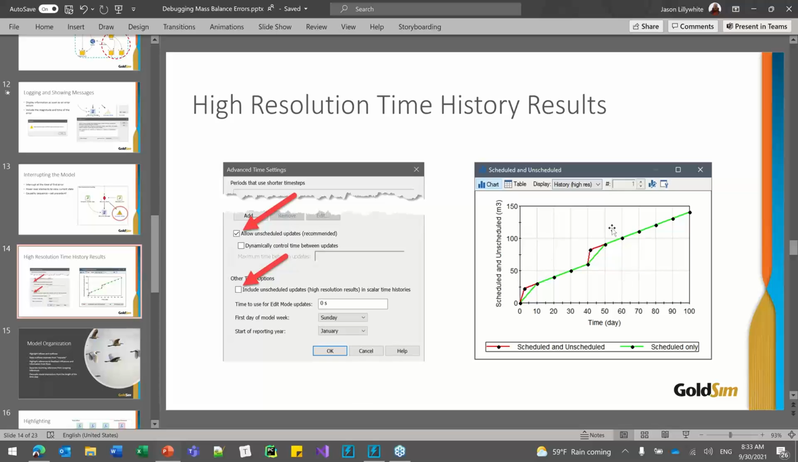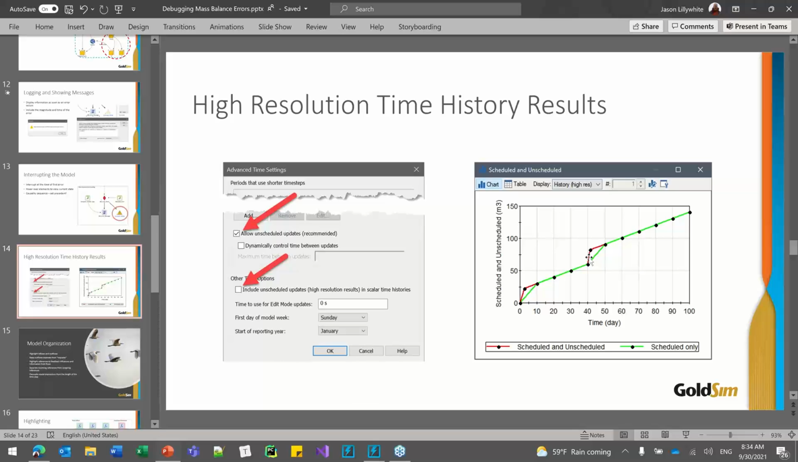Okay, so here's an example plot on the right showing the difference between when you're showing high resolution results versus not. When you're showing high resolution results, you'll see inserted points that may be occurring that you don't see on a regular plot. And these could be key when you're trying to figure out why you don't have mass balance all the time in some cases.